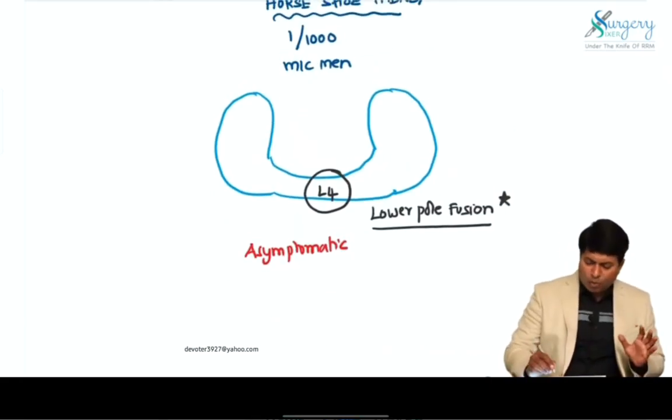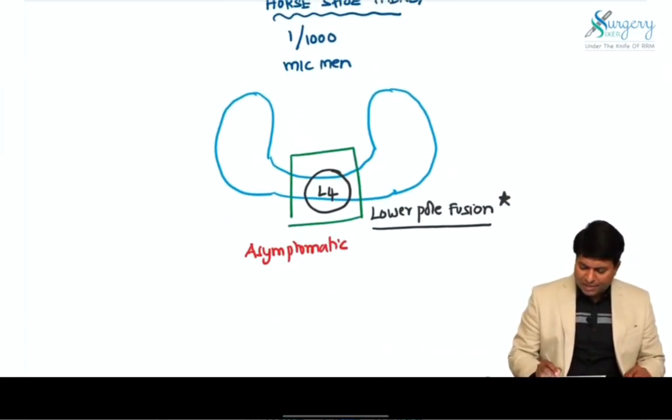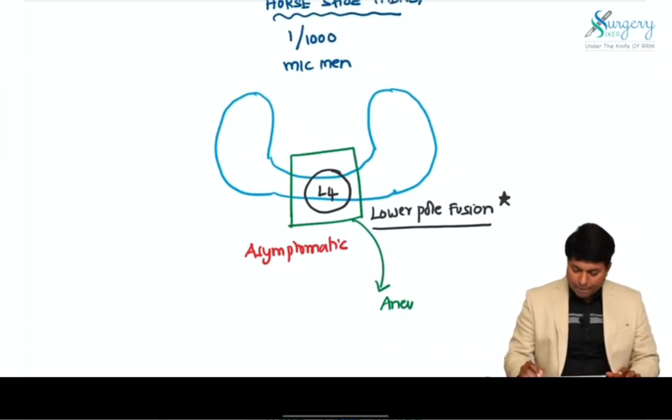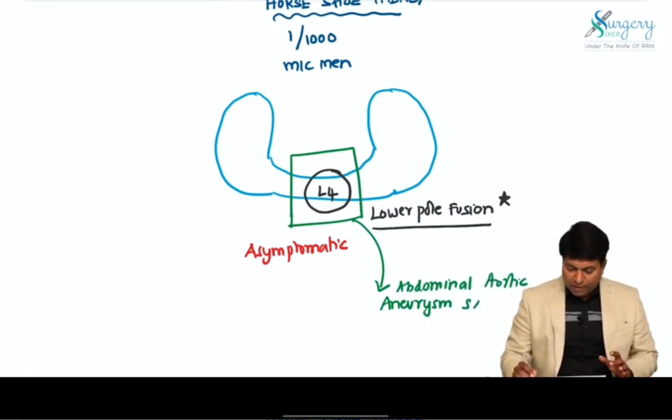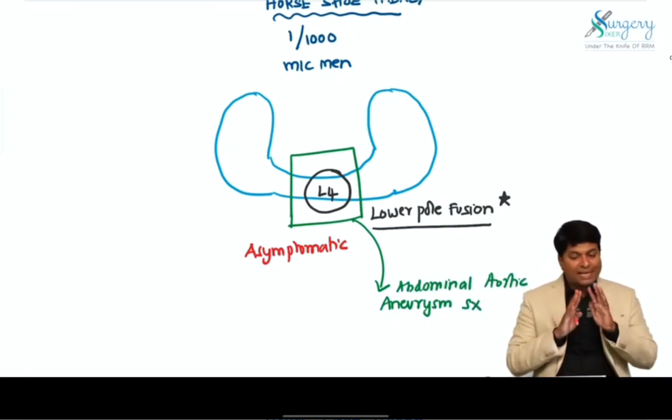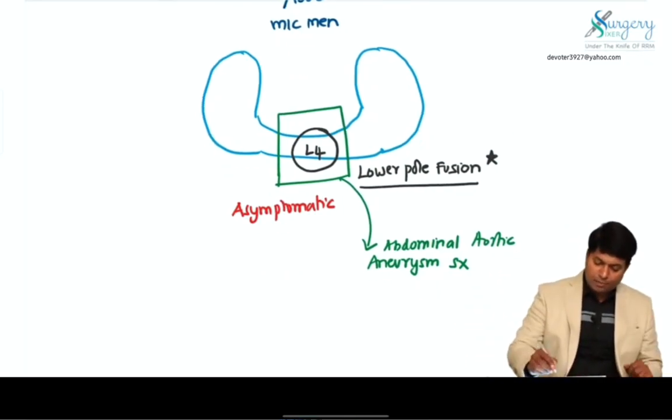The only place where we cut this isthmus is when I'm going to operate on an aneurysm. Which aneurysm? Abdominal aortic aneurysm surgery. If I'm going to do abdominal aortic aneurysm surgery, only at that time will I cut the isthmus. Otherwise, isthmus cutting is not at all needed for these patients.